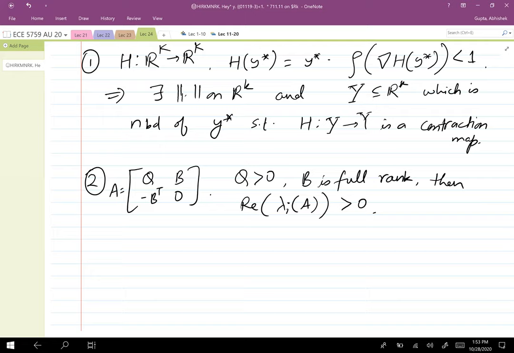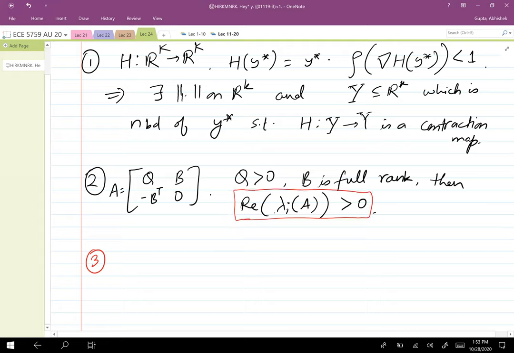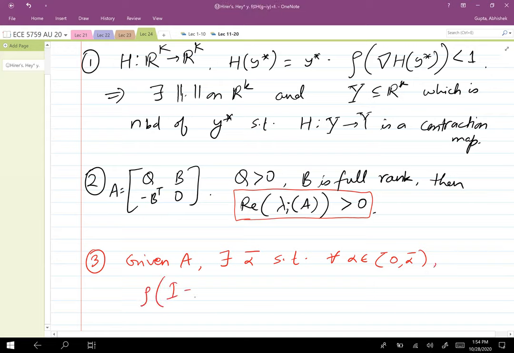Okay, so the third result, which is something I want to talk about, is as follows. So I know that the real part of the eigenvalues of A is going to be greater than zero. This is something that I'm aware of. Let's try and understand how does that help us when we are doing things like gradient descent or method of multipliers. So I'm going to talk about another minor extension of result number two. So given A, there exists alpha bar such that for all alpha in (0, alpha bar), the spectral radius rho of I minus alpha A is less than one.